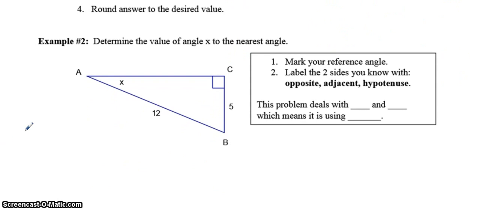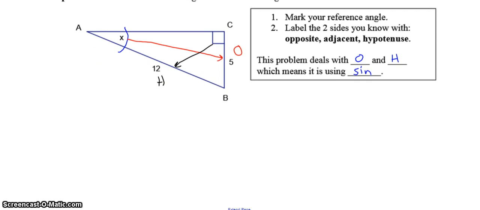So let's try it again. First thing you're going to do is mark your angle so you know which angle you're trying to figure out. You have to do this so that you'll know which one is the opposite and which one is the hypotenuse and which one's the adjacent. So we know this side, that's the opposite. We know that side, and that's the hypotenuse. And since we are dealing with the opposite and the hypotenuse, according to SOHCAHTOA, that is the sine formula.